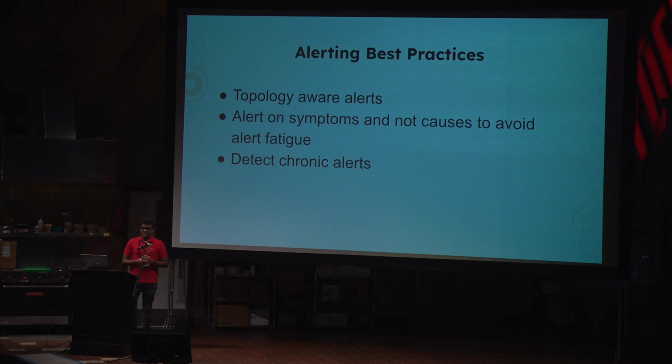Some practices around alerting. Your alert should be topology aware. What do I mean by that? For example, if my top of the rack goes down, or if my server goes down, or if the link between both of them goes down, I don't want multiple alerts. I only want one single alert.